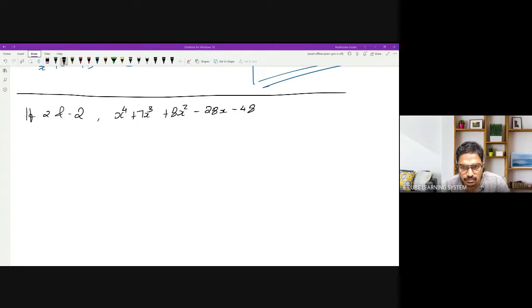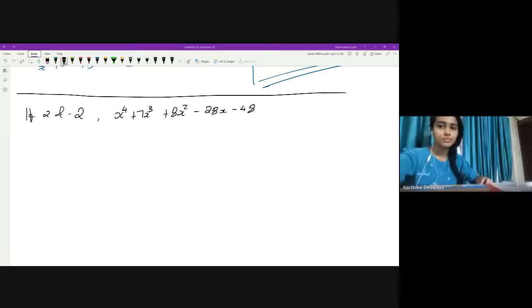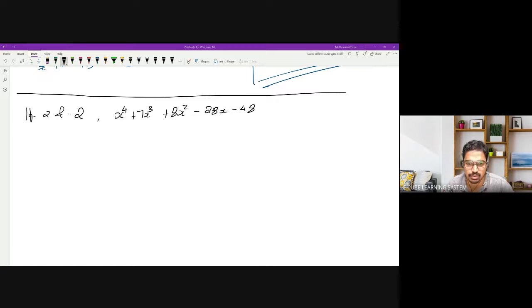Okay. So let me tell you how we will start. Which are the zeros that are given? 2 and negative 2 are the zeros provided. In such a case, first we will write the factors.